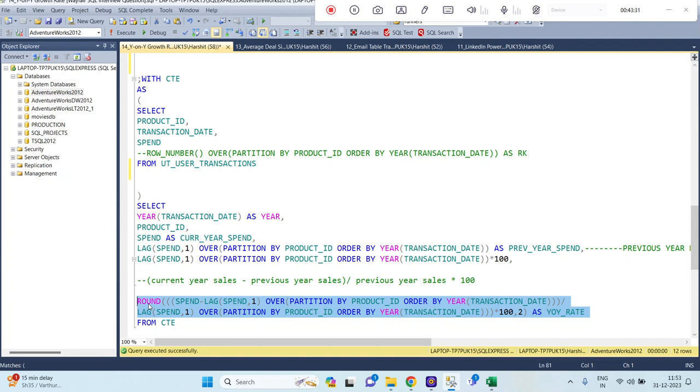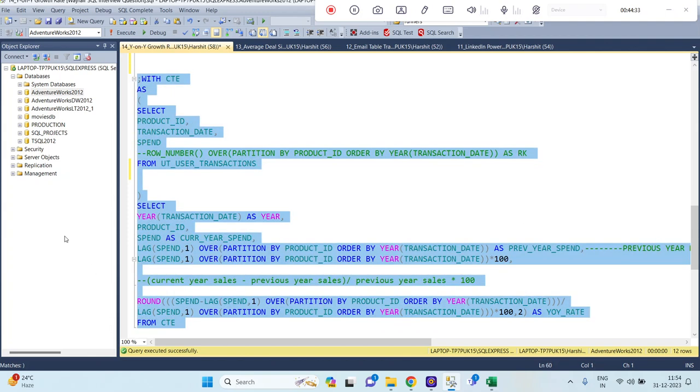So what is the formula? Current year spend, this spend is the current year spend, right? I have written it over here. So current year spend minus previous year spend. This entire thing is considered as the previous year spend, right? Then divided by previous year spend. The same thing I have written over here. And then multiply by 100 we have to do, right? Multiply by 100, and then we have rounded the result to two decimal places.